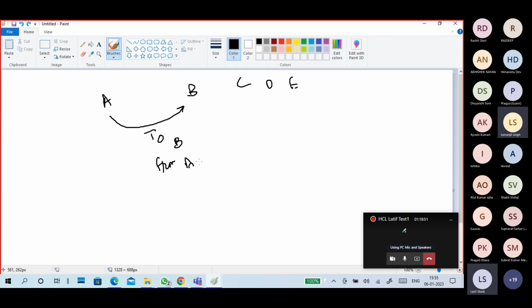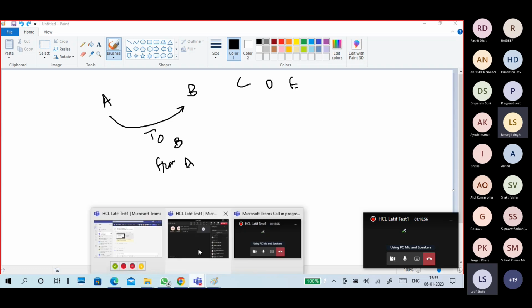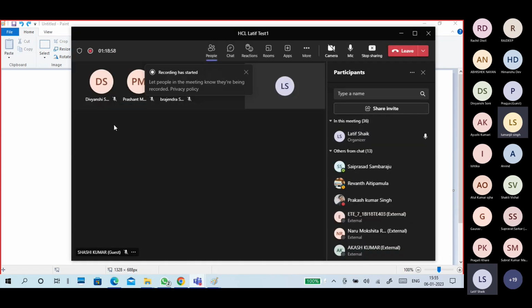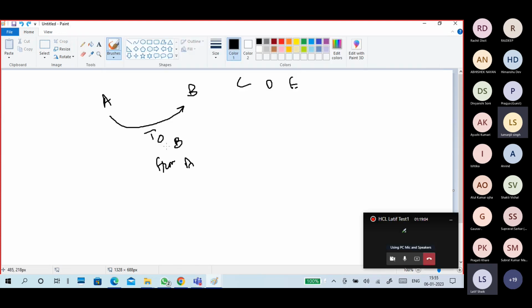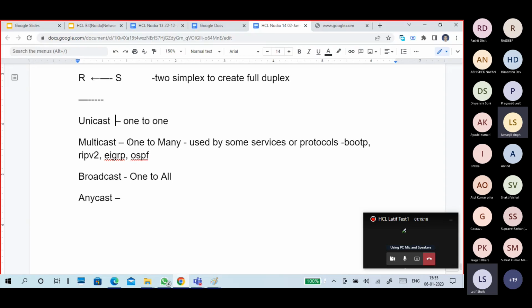Like you are talking to someone, you pick a name. First example, Divyanshi is there. Divyanshi, what is Unicast? So it means I am telling with a name, I'm asking with a certain address. So that is called Unicast. One-to-one communication. Next one is multicast, one-to-many communication.